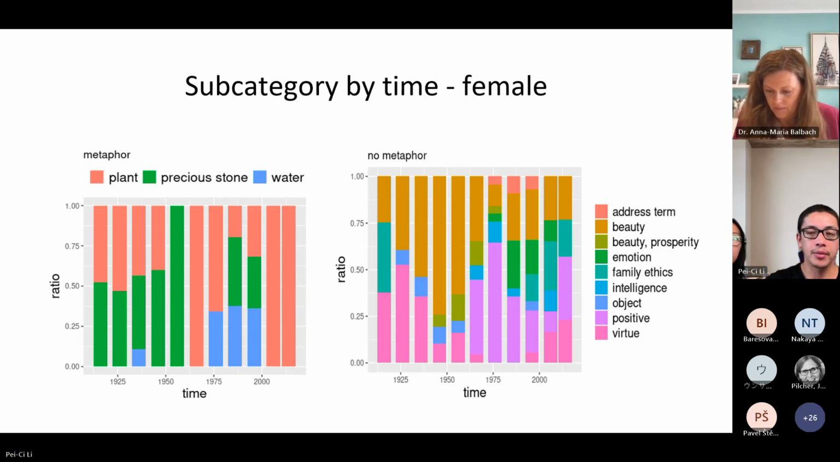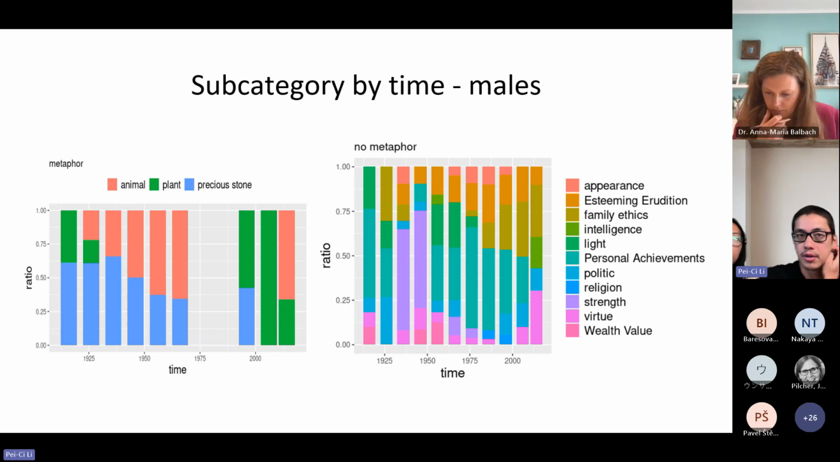strategies, for example. If we go for male names, on the left we have names with metaphors. There is a hole in the data because in that period of time we didn't see any names that had metaphors. That's why there was a hole in there. But in general, we do see similar trends. Before, female names were mostly precious stones, but the closer we get to the present, the more likely we are to see plants and water. So, plants in general. That's also a similar trend.